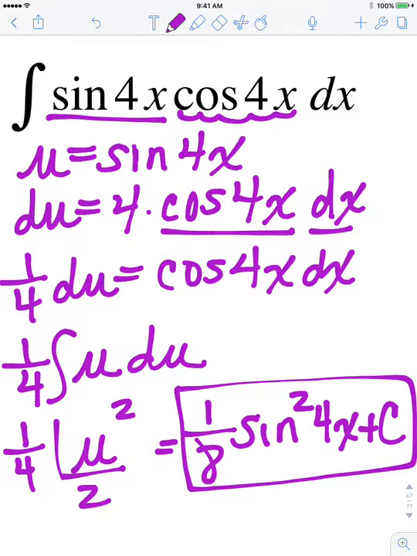Now, that's one answer, and that's correct. But some of you are probably thinking, well, how do you know? Because cosine of 4x as u would also work. Okay, and let me show you. So in this particular problem, there are two correct answers.